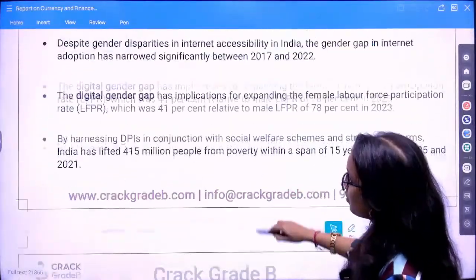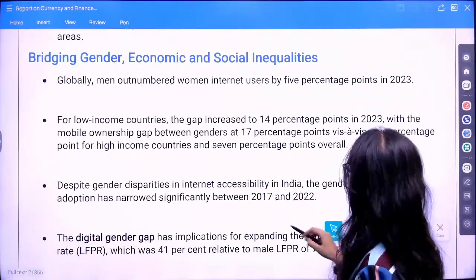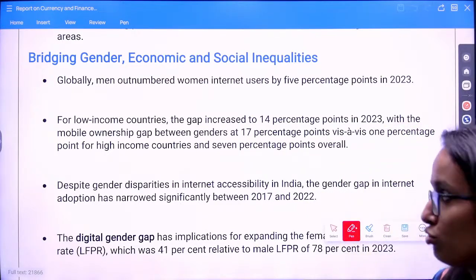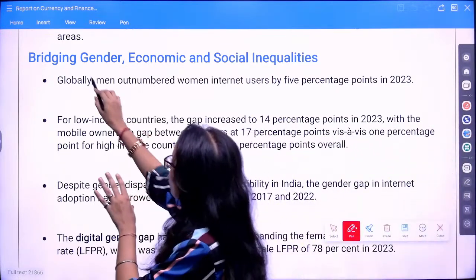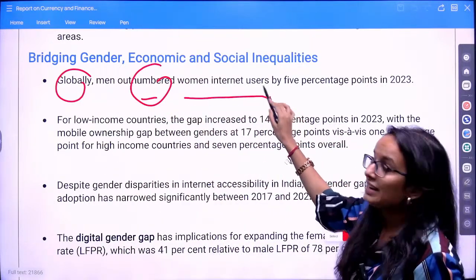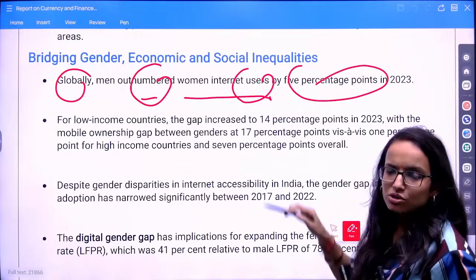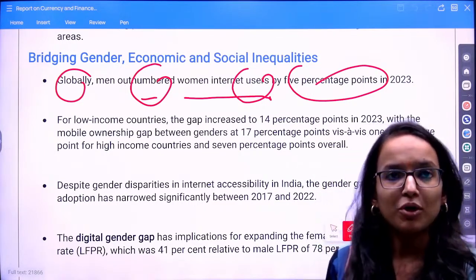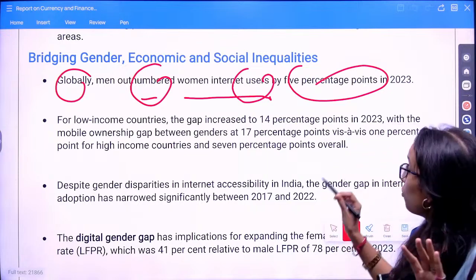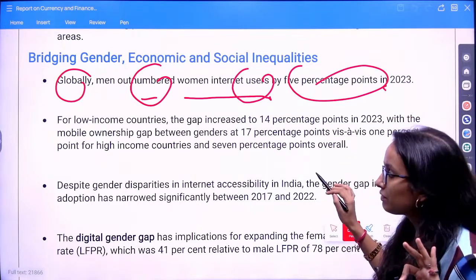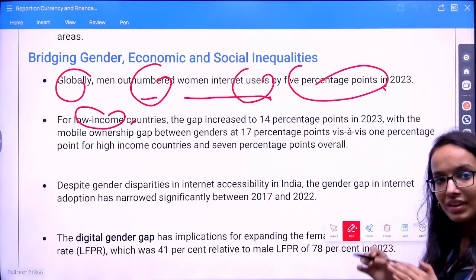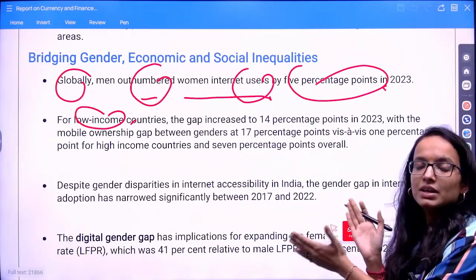Now, if you see gender, economic and social inequalities, what does the report say regarding gender, economic and social inequalities? So the report says that globally men have outnumbered women internet users by 5 percentage points. So this is something there. If we talk about internet consumption, internet usage, men have outnumbered women globally, okay, in 2023. Remember this fact. Then for low income countries, this gap has further increased.